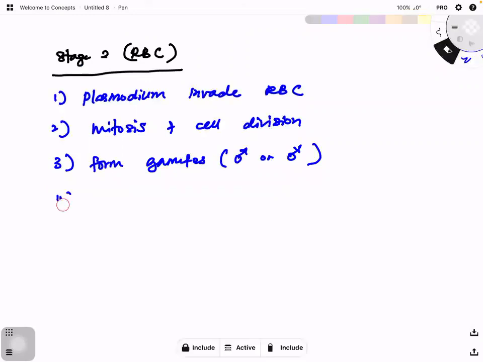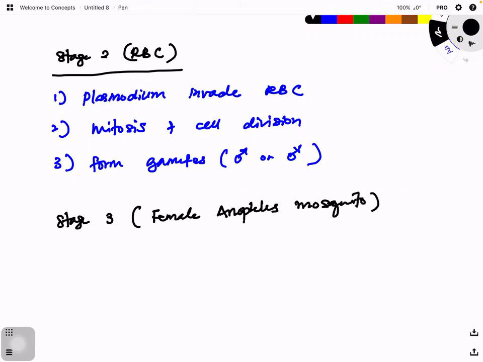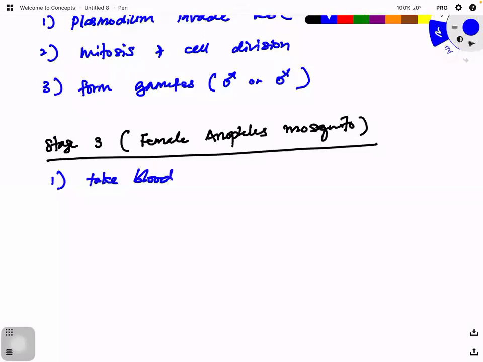Now next, stage number 3. It is very simple, you need to write: stage 3, the female Anopheles mosquito. What happens? When she takes the blood meal, this blood contains the male and female gametes.